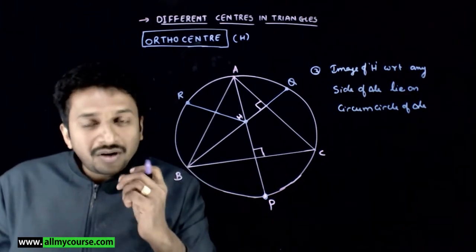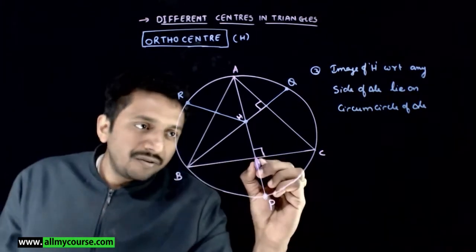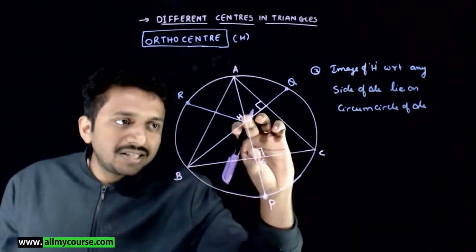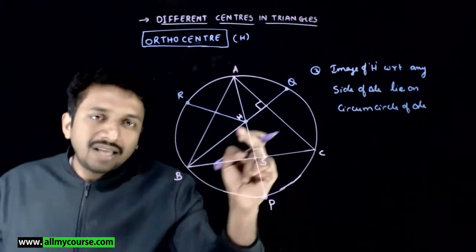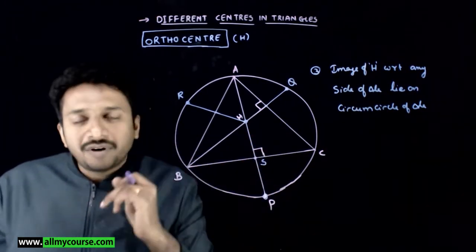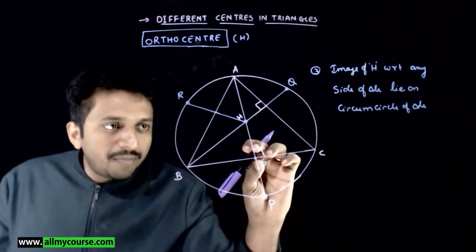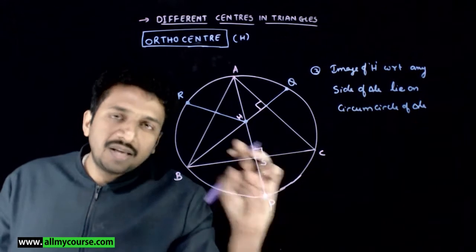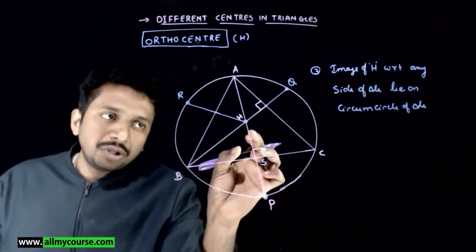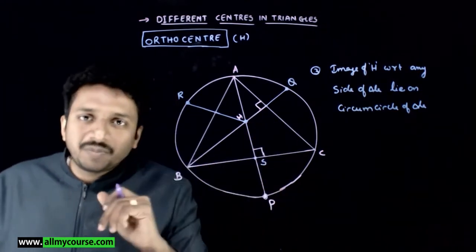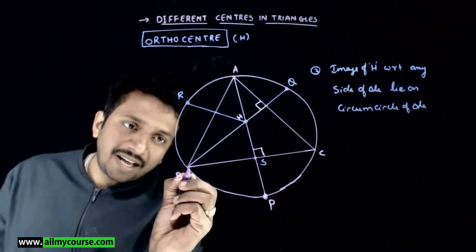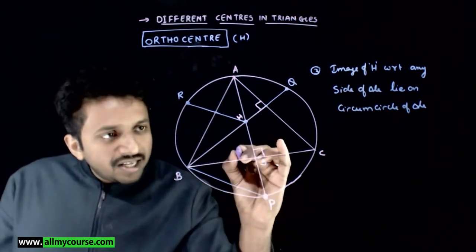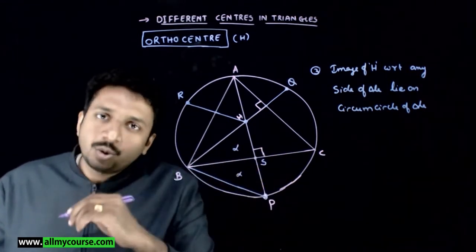To prove this theorem, what I need to show is, if this point is some S, and I show that HS is equal to SP, then H will be the image of P, because the line is already perpendicular. For the image, just this length has to be the same as this length. So let us try to show that HS is equal to SP. To show that, let us take a construction. Let us join BP and let us take these two triangles.